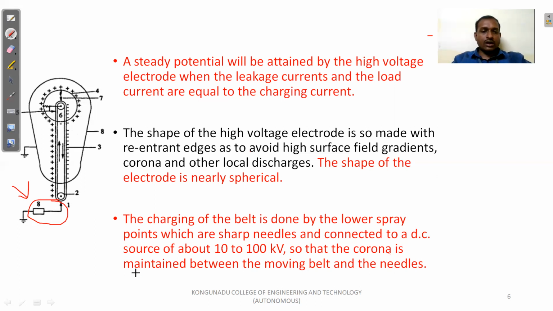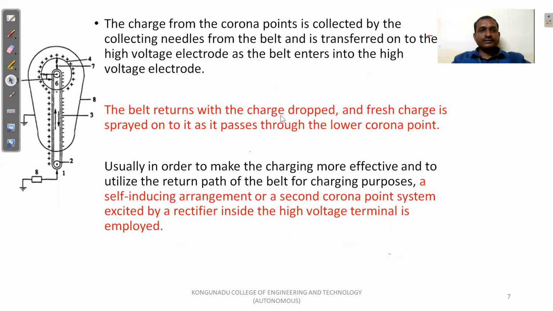The corona is maintained between the needles and the moving belt. The charge from the corona points, that is the lower spray point, is collected by the collector needles from the belt. With the help of this collector needle, the charges are collected and transferred into the high voltage electrode as the belt enters it. Once the belt carries the positive charges, the collector in the high voltage electrode collects all the positive charges into the high voltage electrode side.